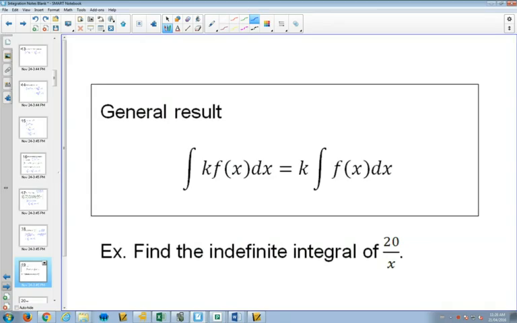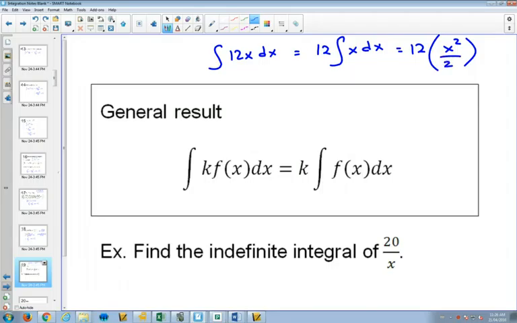Another general result is that if you have a constant multiplied by a function, you can pull that constant out in front and it doesn't matter. So as far as a simple example goes, if we were doing the integral of 12x dx, we could write that as 12 and then just do the x by itself. Add 1 to the exponent and divide by 2.